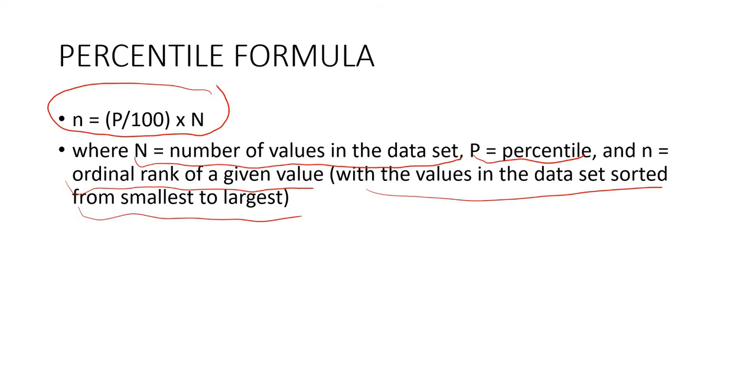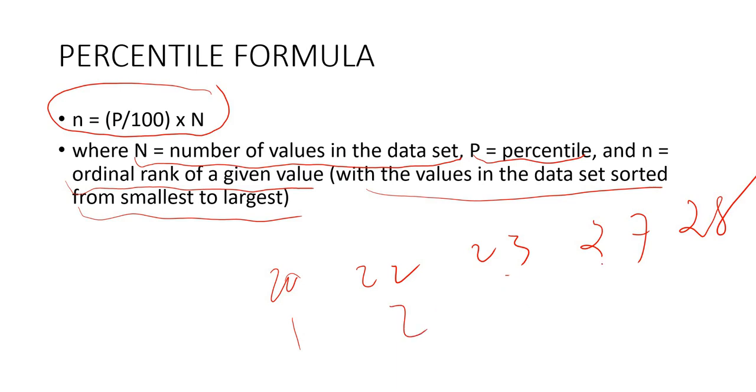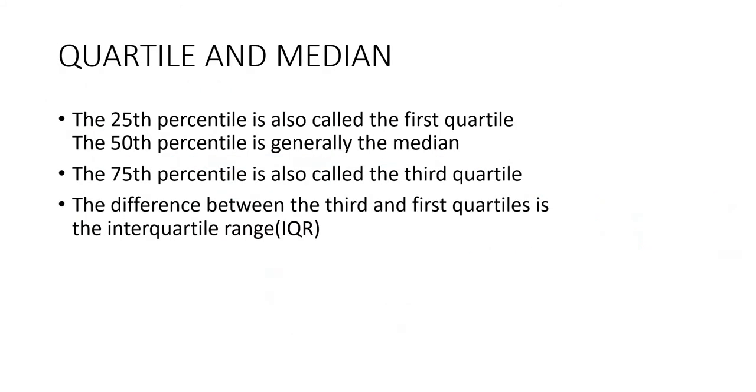For example, we have some data points like 20, 22, 23, 27, 28. This is sorted in ascending order. Then the ordinal values are 1, 2, 3, 4, 5. These are known as the ordinal values, that is the small n. So here P is the percentile and this is the formula for percentile.